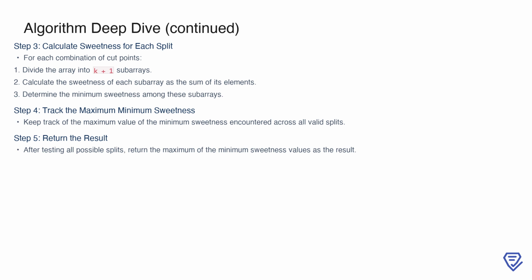Once we have all possible combinations of cut points, the next step is to evaluate each split. For each set of k cuts, we divide the array into k plus 1 subarrays, calculate the total sweetness of each subarray by summing its elements, and identify the smallest sweetness value among these subarrays. This smallest value is what we aim to maximize. To do so, we track the maximum of these minimum sweetness values across all valid splits. Finally, after analyzing all potential splits, the result we return is the highest minimum sweetness value found. While this approach is straightforward, it involves significant computation since we must evaluate every possible way to divide the chocolate.